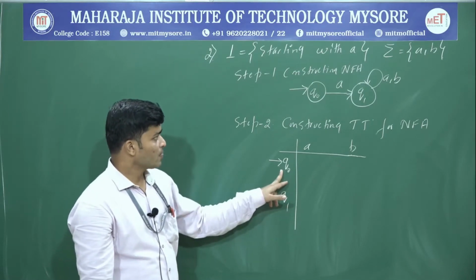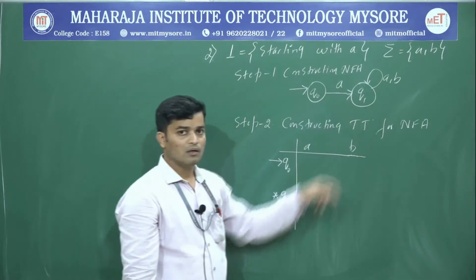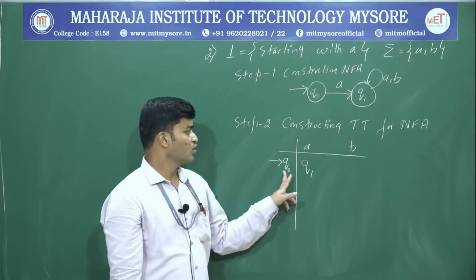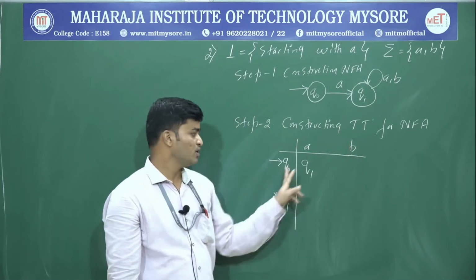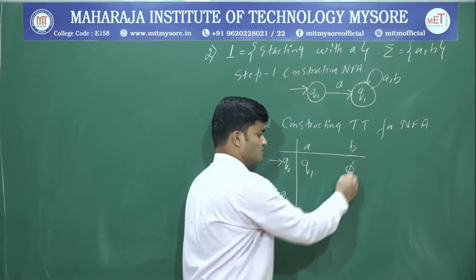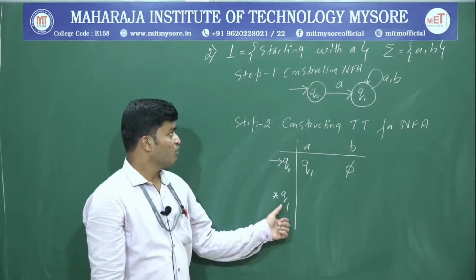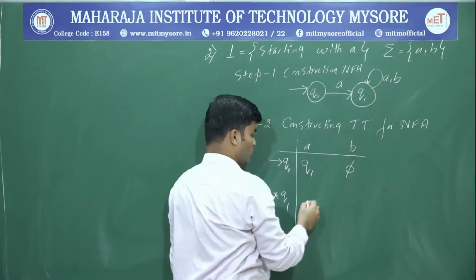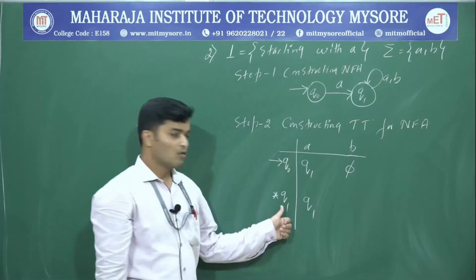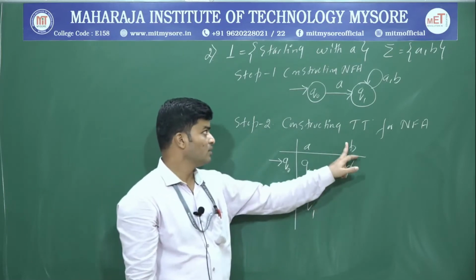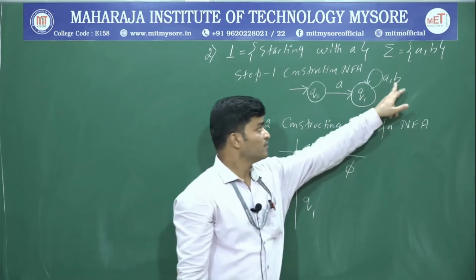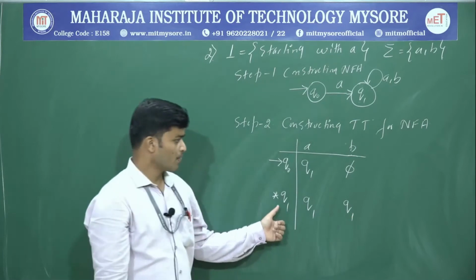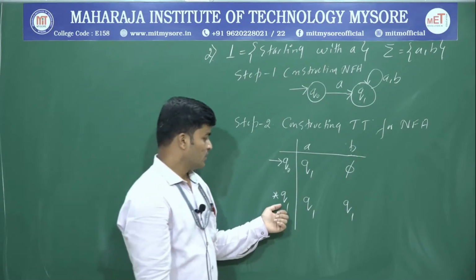Now what is Q naught upon A? Q naught upon A is Q1. What is Q naught upon B? Q naught upon B, there is no transition, so write phi. What is Q1 upon A? Q1 upon A is again Q1. What is Q1 upon B? Q1 upon B is again Q1. So step 2 is over.